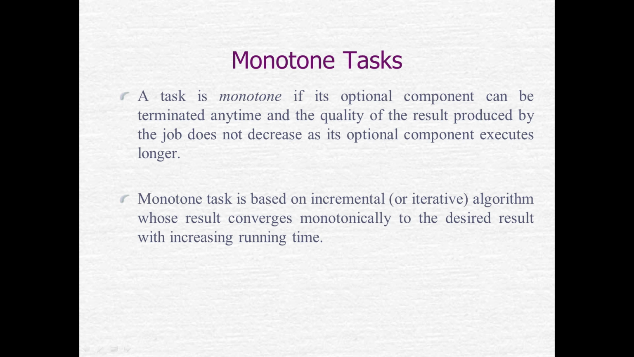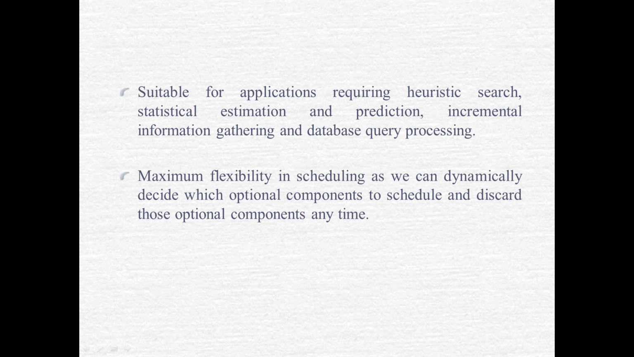Monotone task, we have discussed yesterday too. A task is monotone if its optional component can be terminated anytime and the quality of the result produced by the job does not decrease as its optional component executes longer. A monotone task is based on an incremental algorithm whose result converges monotonically to the desired result with increasing run time.